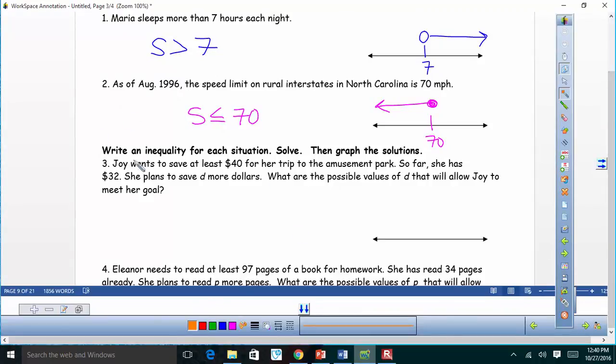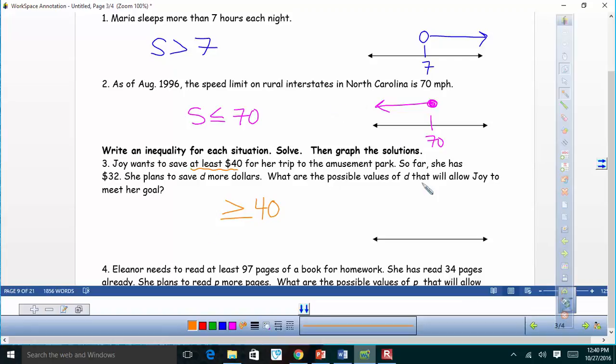Okay, number 3. So these are getting a little more wordy. So number 3 says, Joy wants to save at least $40 for her trip to the amusement park. So at least, does that mean she could have less or she could have more? More. She needs at least 40, but we could have more. So let's put greater than or equal to 40. Okay? And then we're going to figure out what we put on the other side, because who wouldn't want more money to be able to spend?